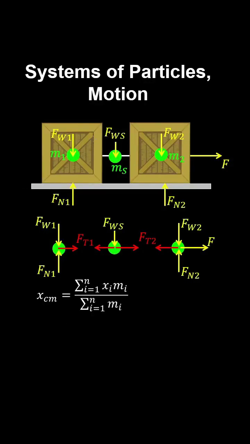Suppose 2 blocks sliding along a frictionless surface are attached by a string. Then we can treat this as a system and isolate it as a free body. So here we have the external forces acting on the system, and we've drawn a free body of each component in the system.